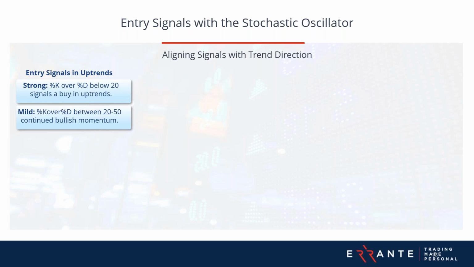Please consider the fact that we can also rank the signals generated by stochastic as a strong signal, as a mild signal. As you see here, the strong one is when the %K crosses over %D below 20, signaled by an uptrend, and the mild signal is when we see the %K crosses above %D between 20 and 50. I mean, above 20, but still in the selling zone, continued bullish momentum. And this is considered a mild signal.